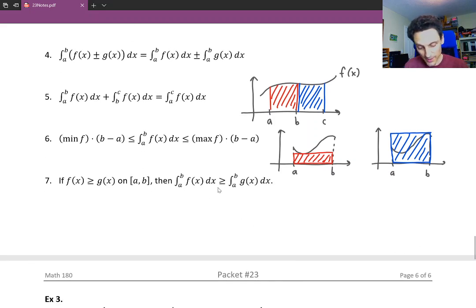Now the seventh property says that if you've got the function values of f greater than or equal to the function values of g on the entire interval from a to b, then the area under f is going to be bigger than or equal to the area under g. That's just because the function values are higher, so it's going to be more area. Let's draw a little picture of that. Let's say f is up here and g is down here.